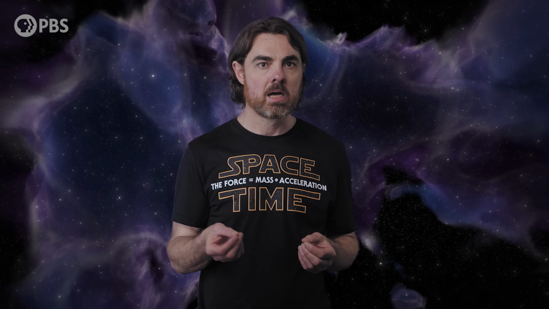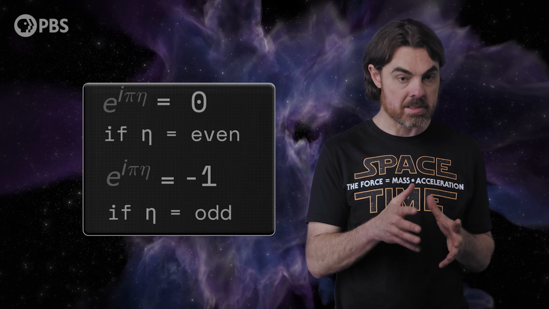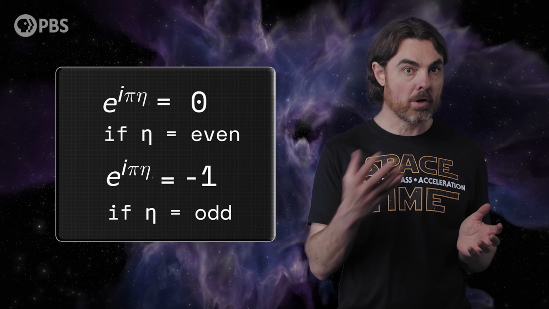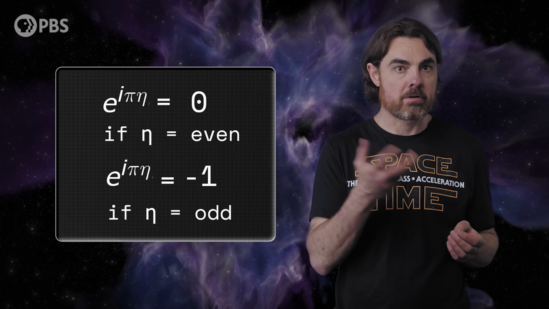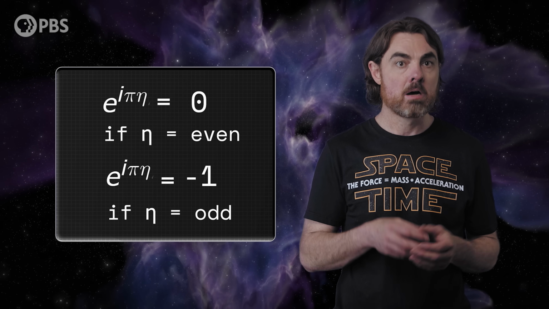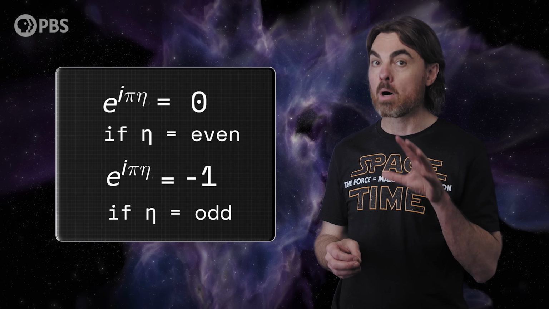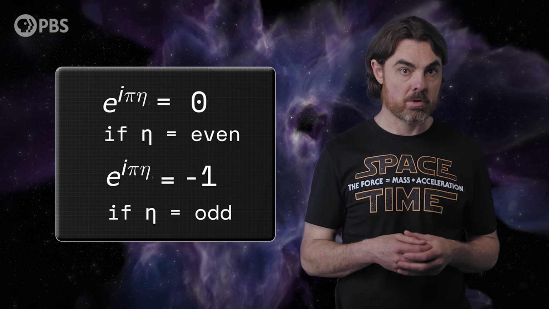Any even integer, 0, 2, 4, or minus 2, minus 4, etc., leads to multiplying the wave function by 1, and these are bosons. Every odd integer, 1, 3, 5, minus 1, minus 3, etc., multiplies the wave function by minus 1. Those are our fermions.